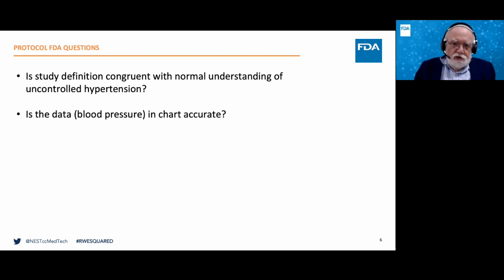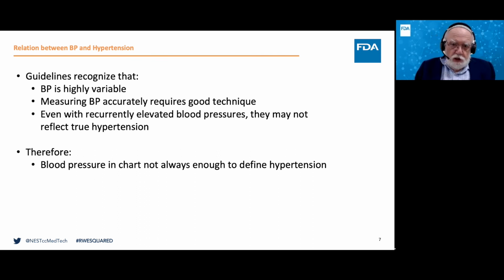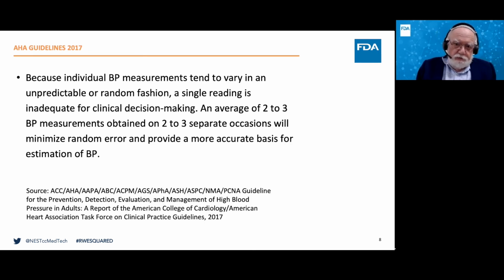So the question is, is this study really congruent with a normal understanding of uncontrolled hypertension? And can we rely on the data in the chart? So the AHA guidelines recognize that blood pressure is very highly variable. The technique of measuring it is quite complex. And even with currently elevated blood pressures, they may not reflect hypertension. And therefore, blood pressure in the chart may not always be enough to define hypertension.